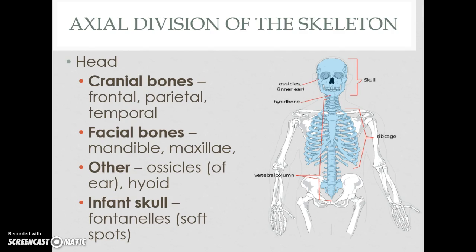Axial divisions of the skeleton again. The head consists of the cranial bones, which are the frontal, parietal, and temporal. The facial bones, mandible and maxilla. Others are the ossicles of the ear and the hyoid. Infant skulls have the fontanelles or soft spots. These soft spots will eventually go away.